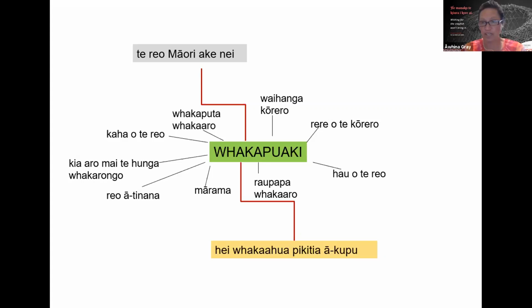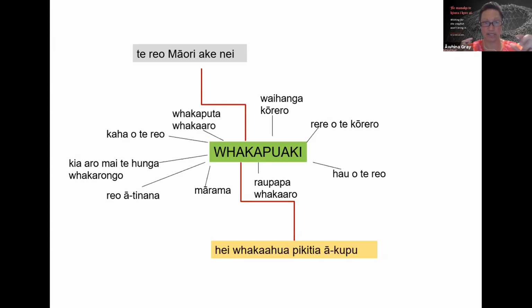They can support what they're saying through body language. So the listeners can focus on what they're saying. Kia aro mai ai te hunga whakarongo. They'll say it with sufficient volume and they've absolutely got something to say. All right, te whakapuaki. So what's our next component part?